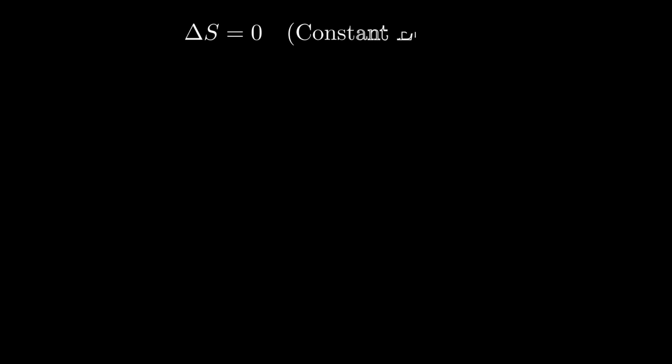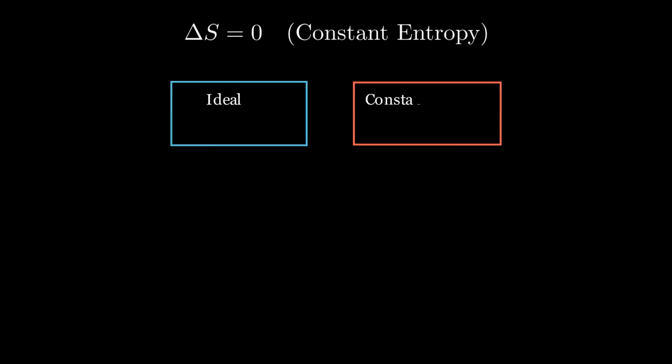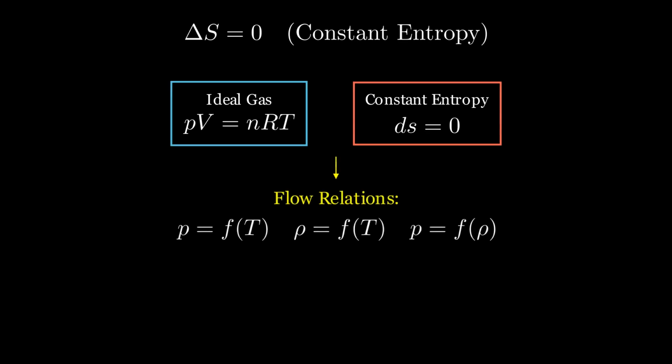We've already learned about entropy in thermodynamics, and we know how ideal gases behave. Today, we'll combine these concepts to study a special type of flow, isentropic flow. When entropy stays constant and gases behave ideally, we get elegant relationships between pressure, temperature, and density. These powerful relations help us analyze high-speed flows in nozzles, diffusers, and jet engines.